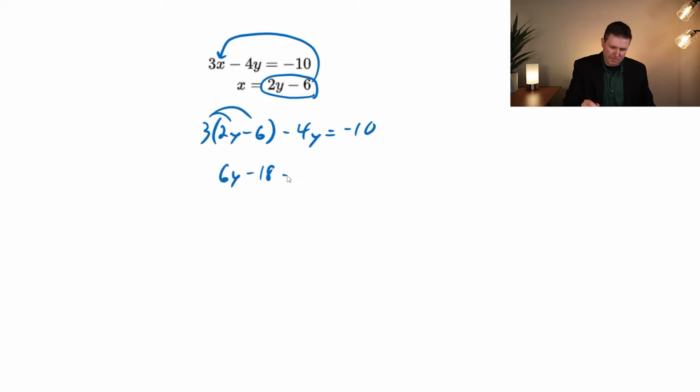6y minus 18 minus 4y equals -10. Combine those like terms before anything else happens. 6y minus 4y is 2y. Bring down the -18. Add the 18 over.